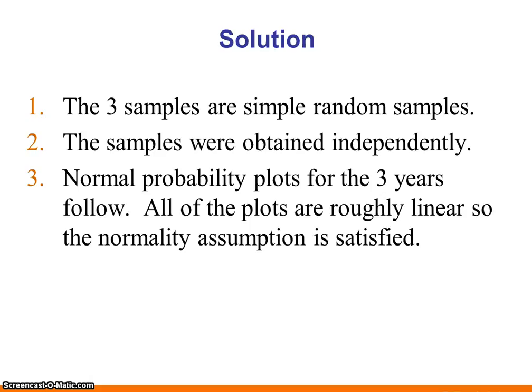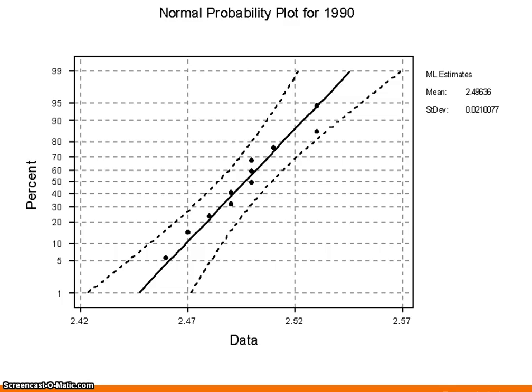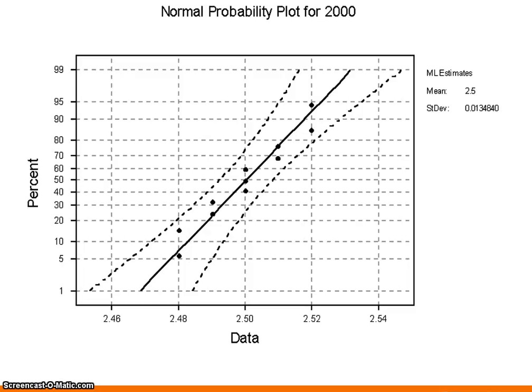But again, those should all be roughly linear if you want to look at the probability plots. Again, I'm not going to have you construct these, so you don't really have to worry about that. But if you do construct the normal probability plots, you'll see that the normality is satisfied. Again, in a lot of problems, you'll be given this data, or you can just assume that the assumptions are automatically satisfied. So let's look at the solution.